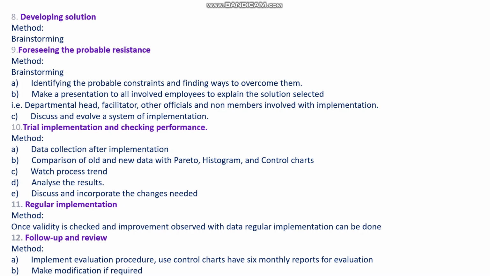initially as a trial. That is called trial implementation. Then we have to check the performance in the trial implementation. After getting some satisfaction in the trial implementation, we have to implement regularly. That is called regular implementation. Once validity is checked and improvement observed with data, regular implementation can be done. After implementing regularly, we have to follow up, then review. If there is any fault in that, again we have to find an alternate solution, then implement it to improve the quality of that particular problem.